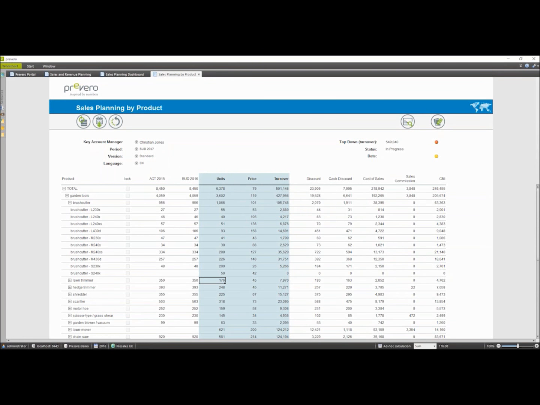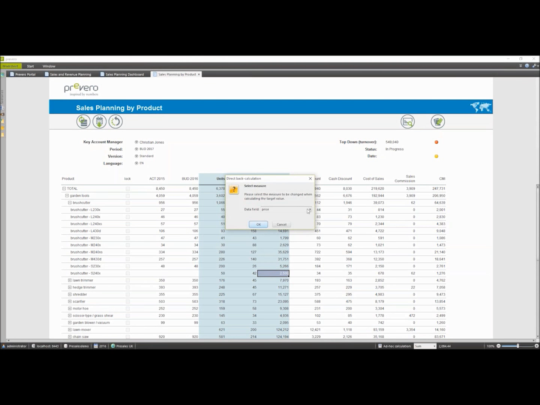But going back here, in terms of entering data, it's very much straightforward. It's very much like Excel. So here I've got a brush cutter S240X, and I haven't got any products for that yet. So let's start to put some numbers in. I think I may actually be able to sell 50 items there. So let's just refresh that so we can see what that's going to do to our margin. So there we've got our actual revenue, and it's also calculated the discounts and the cost of sales based on various different assumptions that we've already put into Prevero.